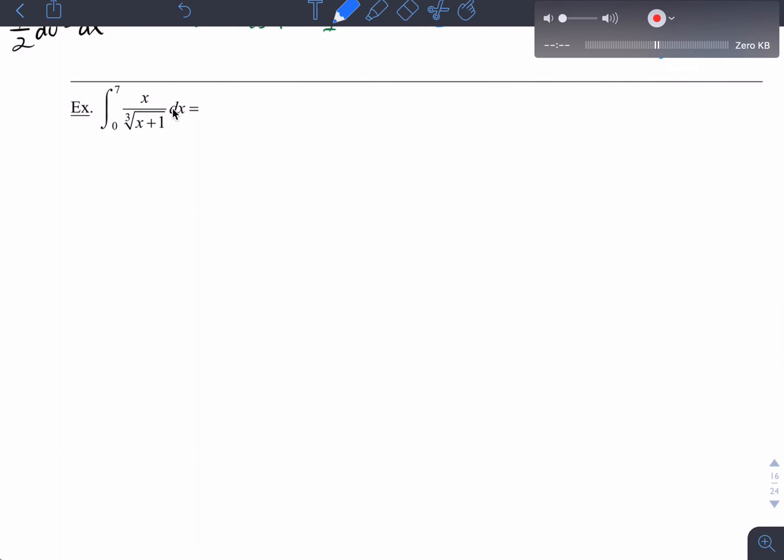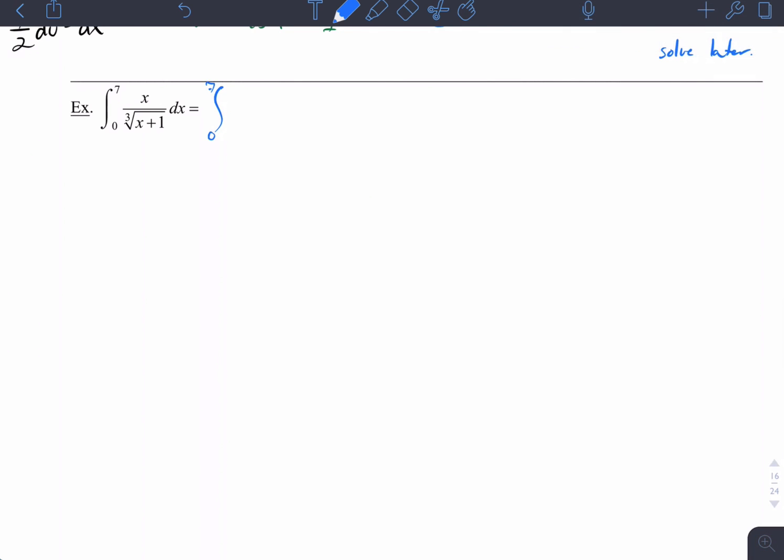All right, so next one right here, same idea. I'm going to rewrite it first. So this is going to be the integral from 0 to 7. Let me make this in black. So the integral from 0 to 7 of x plus 1 to the negative 1/3 power. U is x plus 1. So du over dx equals 1. Du equals dx. That's convenient. Okay, that's going to be very nice later.